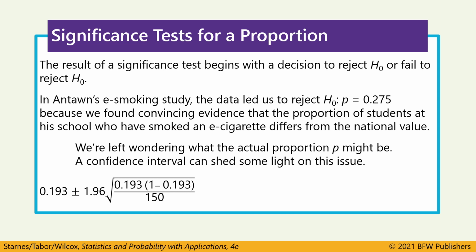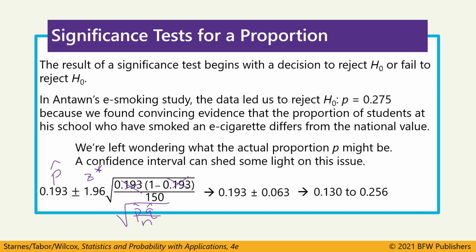So this is what we did back in chapter 8. We have our p-hat, okay? We have our z-score for a 95% confidence interval. And then for a confidence interval, we're going to use that p-hat and the q-hat in our standard deviation. So we're not using P and Q because we just concluded that P is incorrect. So we wouldn't want to use that when we're concluding that it's different at his school. So we go through our calculations and we would conclude we are 95% confident that the true proportion of students at Anton School who have smoked an e-cigarette is between 13% and 25.6%.